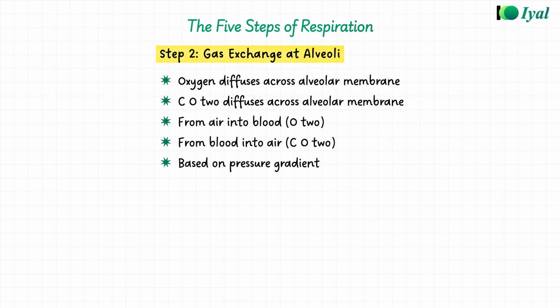It is the diffusion of gases across the alveolar membrane. The oxygen from the air in the alveoli diffuses through the thin membrane into the blood. At the same time, carbon dioxide from the blood diffuses into the alveoli where it can be breathed out. This diffusion happens because of pressure gradient. Oxygen pressure is higher in alveoli, carbon dioxide pressure is higher in blood.